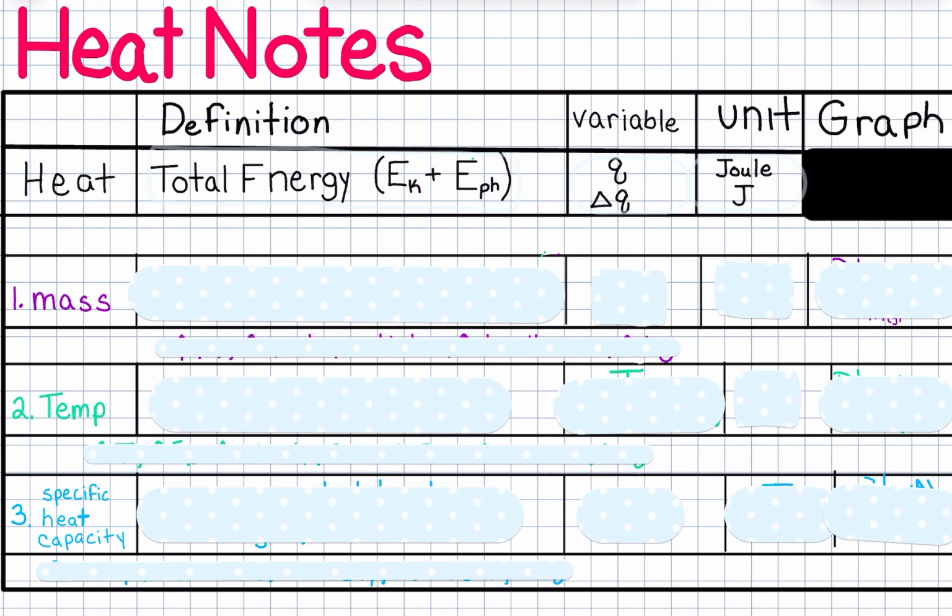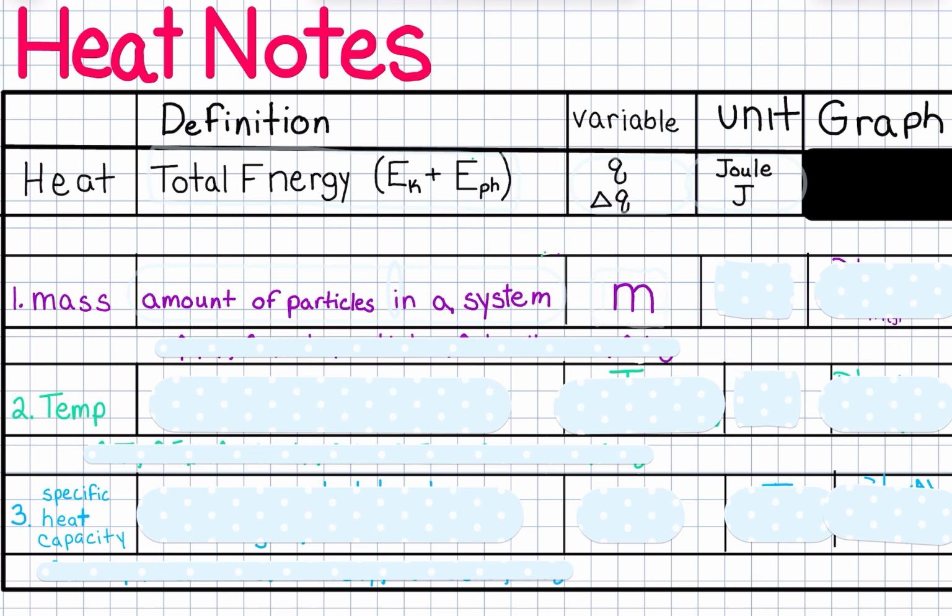As far as a graph, we're not going to have a graph because our graphs are going to compare our variable with the change in heat. And so we have three variables to consider. The first one is mass. Our definition for mass is the amount of particles in a system. Our variable for mass is a lowercase m, and our units for mass are grams, a lowercase g.